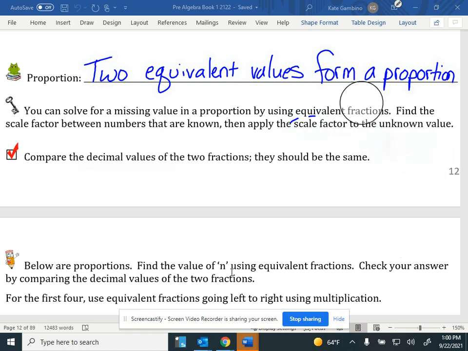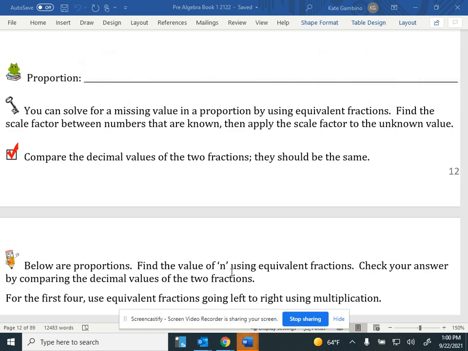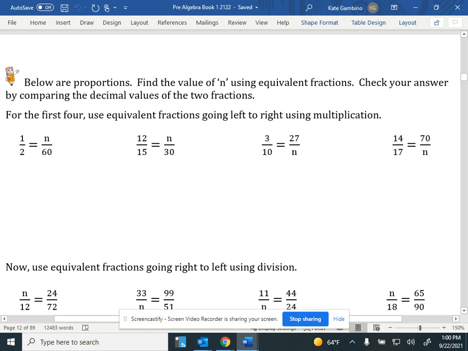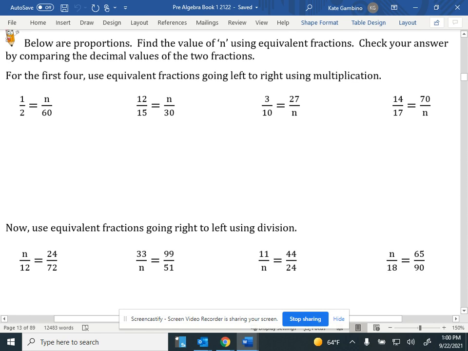So let's turn the page, see what's on the next page. Below are proportions. Find the value of n using equivalent fractions. Check your answer by comparing the decimal values of the two fractions. For the first 4, use equivalent fractions going left to right using multiplication. So what we've been doing, or what we just did as our sample.